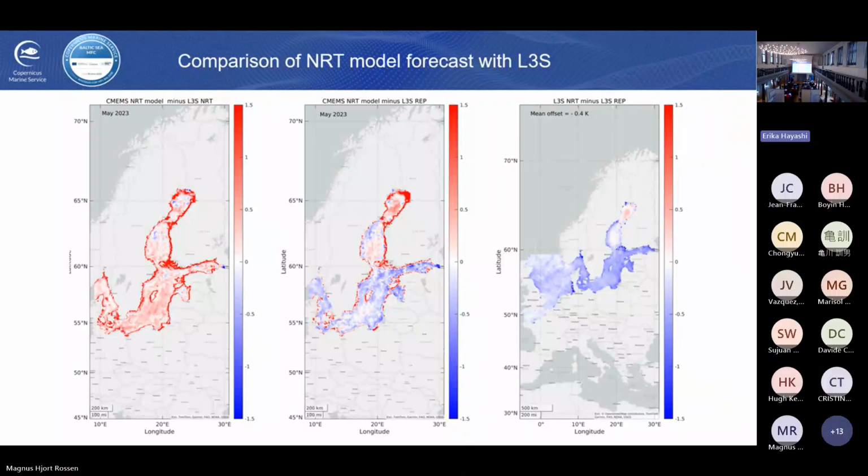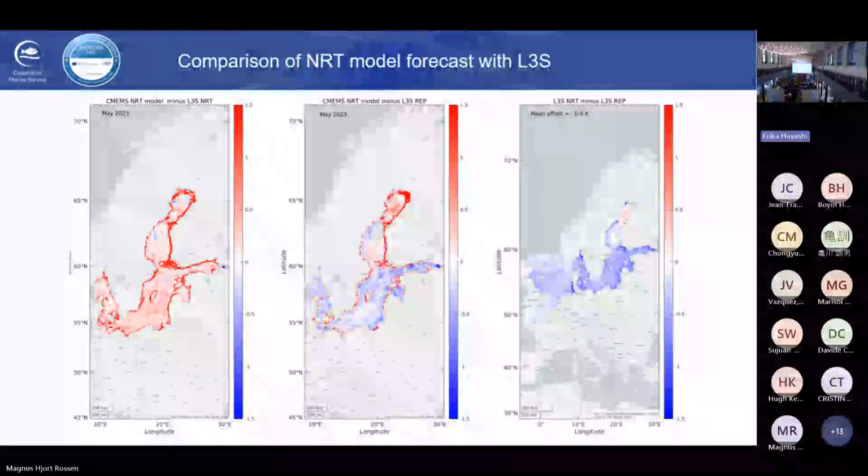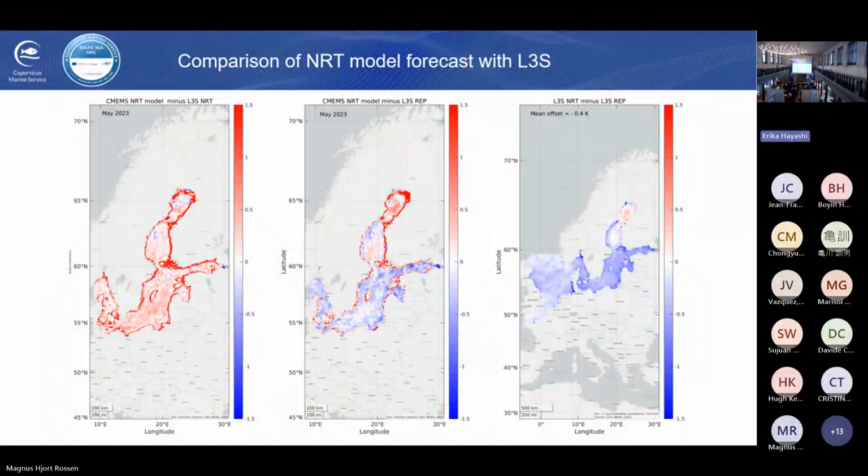This is the monthly mean for May 2023. And the reason is that the near real-time product and the reprocessed product happen to be offset by approximately 0.4 kelvins, which is quite big. It's on the order of our model error running freely. So we really have to be careful what we assimilate and what we are comparing to. So that was one unexpected surprise that we got.